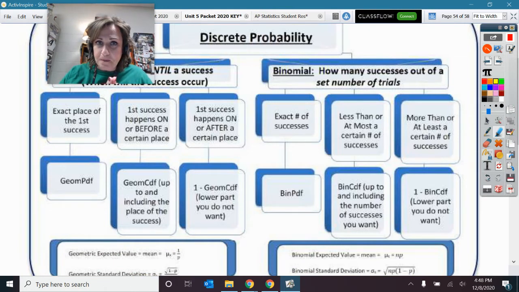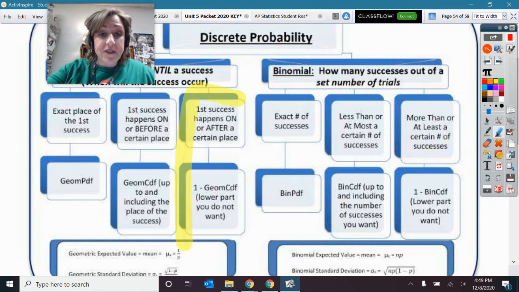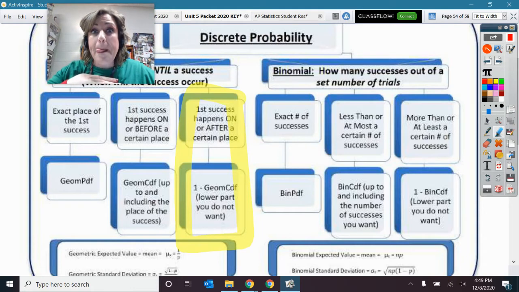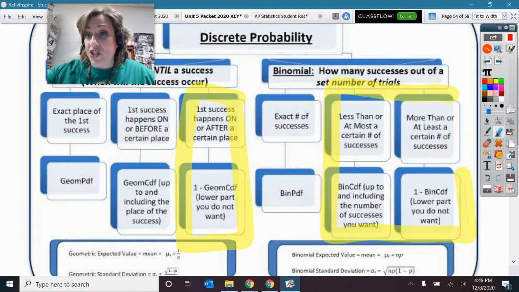So here we go. Now we want to talk about how you would handle a first success happening on or after a certain part. Okay? And I really think there may be 2 ways that we can think about that one. And so we'll talk about those 2 ways. Then also our binomial, we want to talk about these 2 situations: at least, at most, less than, more than. Both of those kinds of things we will be accumulating.